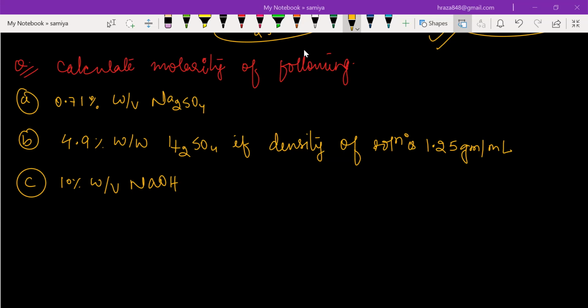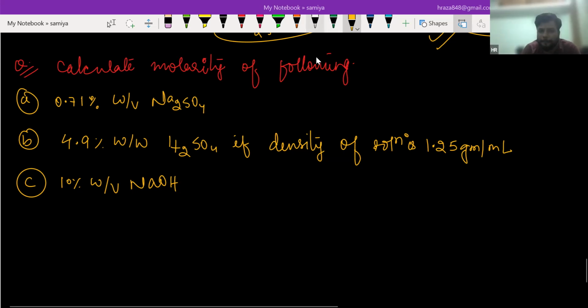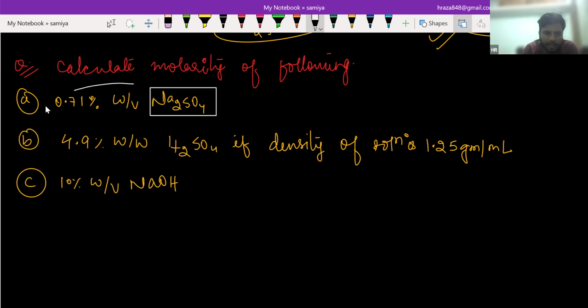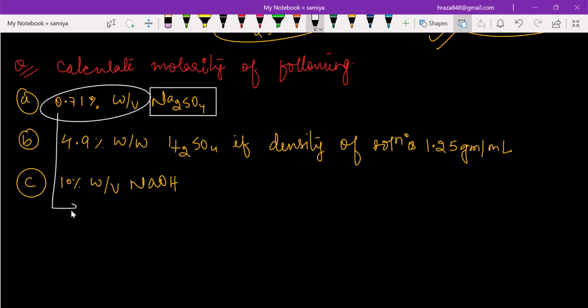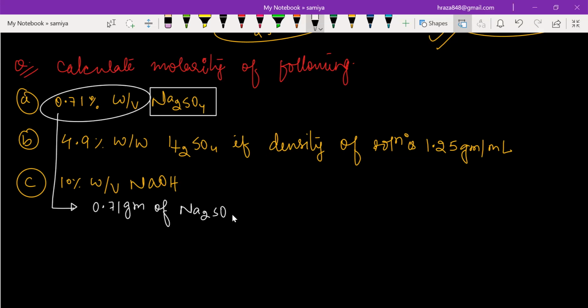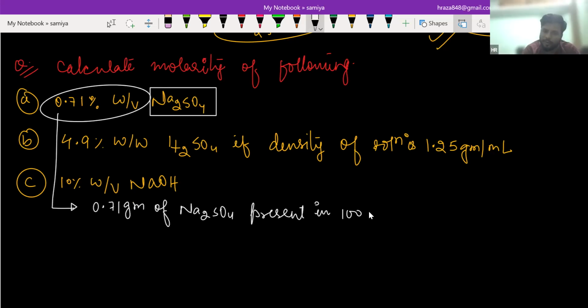Sir, what will be the mass to calculate the Na2SO4 number of moles? Yes, what I told you is that whenever this type of term is given, you just need to write a whole sentence. So if you write the whole sentence about this, it will be 0.71 gram of solute, that means Na2SO4, present in 100 ml of solution. Samya, are you getting it?